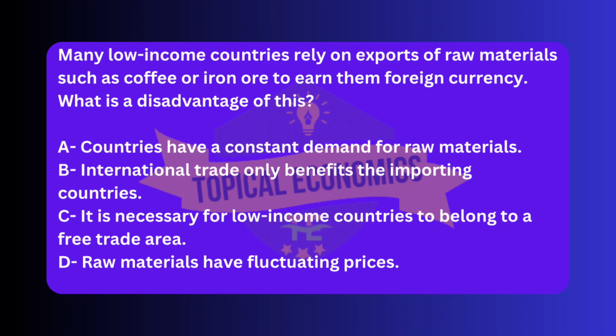Option A. Countries have a constant demand for raw materials, is not necessarily true. The demand for raw materials can vary over time, depending on factors like changes in global economic conditions, technological advancements, or shifts in consumer preferences. Thus, a constant demand is not guaranteed.